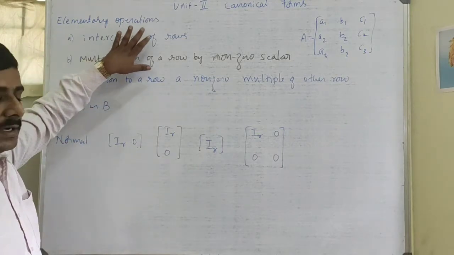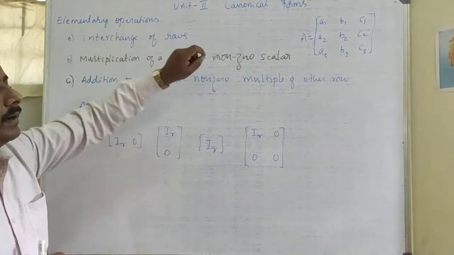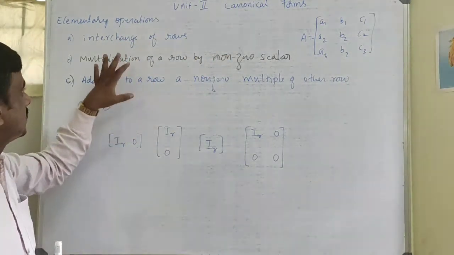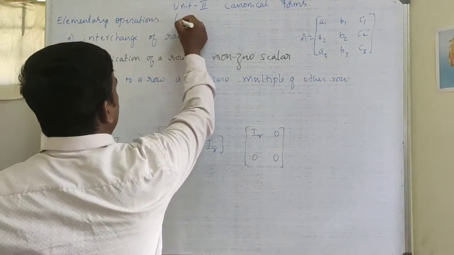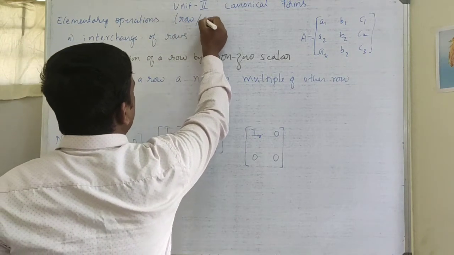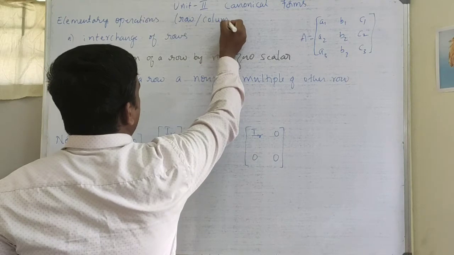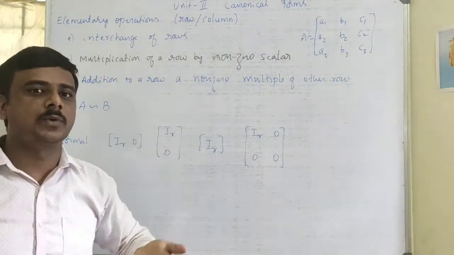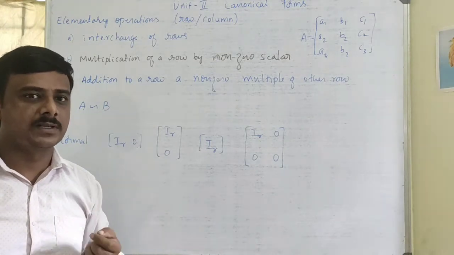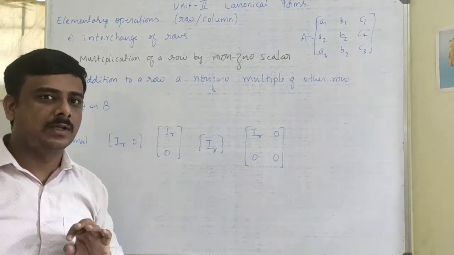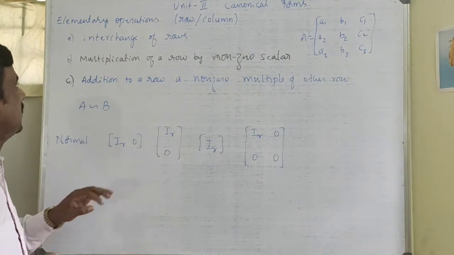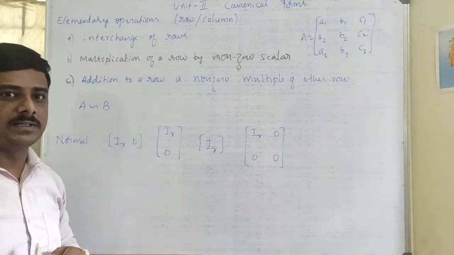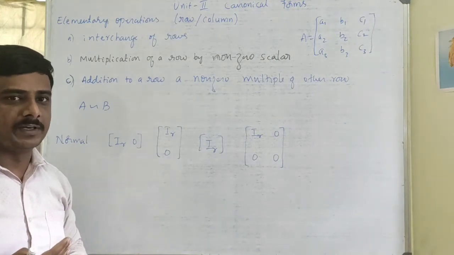Now elementary operations are the operations applied on any given matrix. There are three operations, and these are of two types, row operations or column operations. You can apply these operations row wise or column wise. If you apply it row wise, it is called elementary row operations. If you apply it column wise, then it is called elementary column operations. Now we shall discuss elementary row operations. The same thing can be extended to elementary column operations.